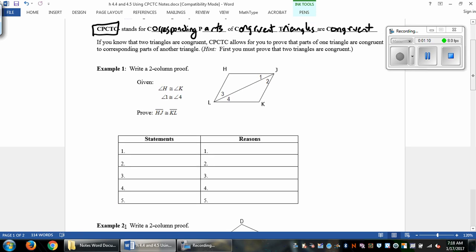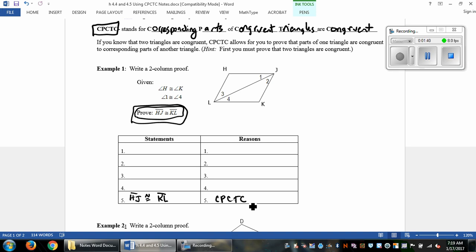So here we have a two-column proof. The one thing you want to always look for is what you're supposed to prove, because that's what has to go last in the proof. So HJ congruent to KL. And if this last thing is not a triangle that we're proving, then I know my reason is going to be CPCTC. Okay, there's only two different types of proofs. You're either going to have to prove triangles congruent or prove angles or sides using CPCTC. Since this is sides, we use CPCTC.